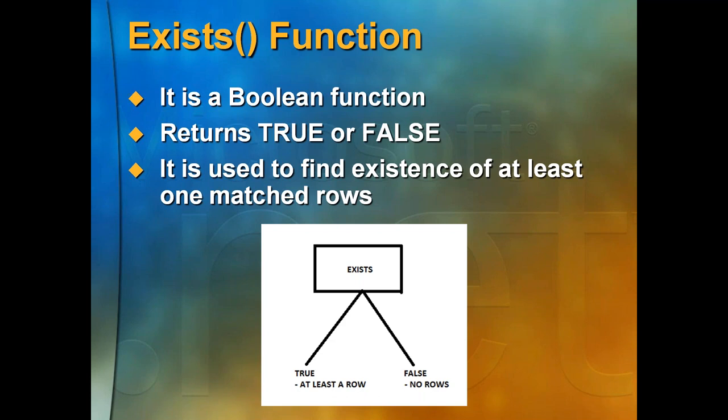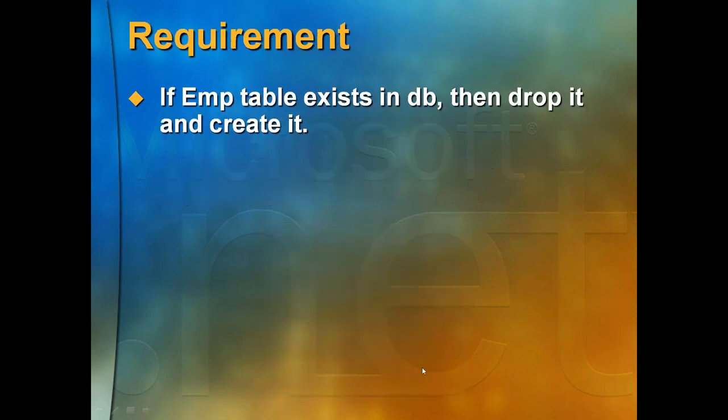It is used to find the existence of at least one matched data. It will become true when you get at least one row. It will become false when there is no row. Clear? So there is a requirement: if the employee table exists in the database, then drop it and create it. So this is the requirement.